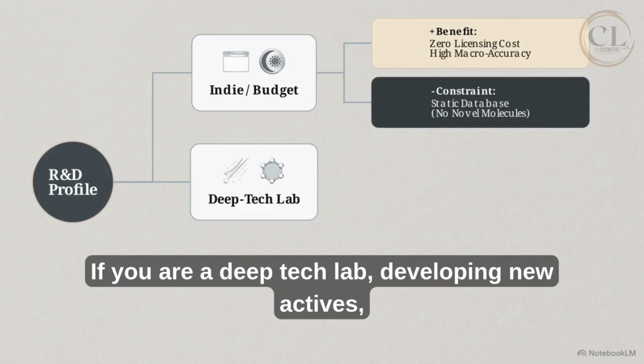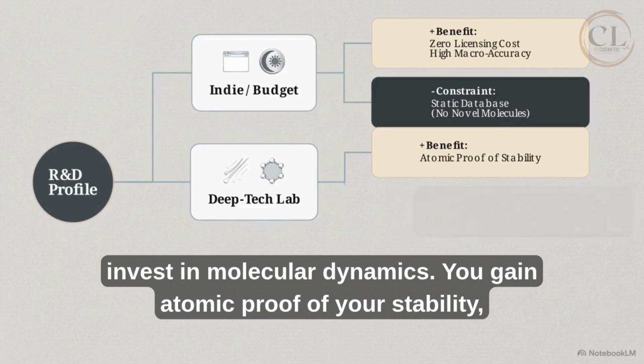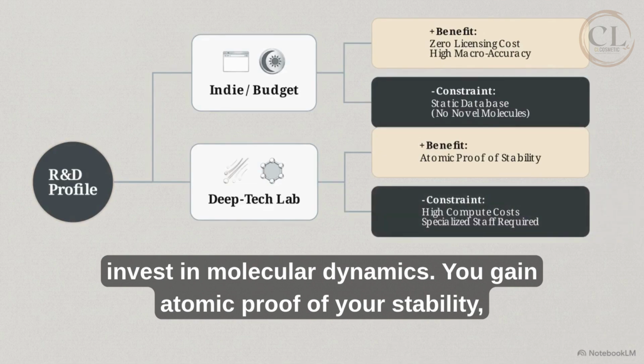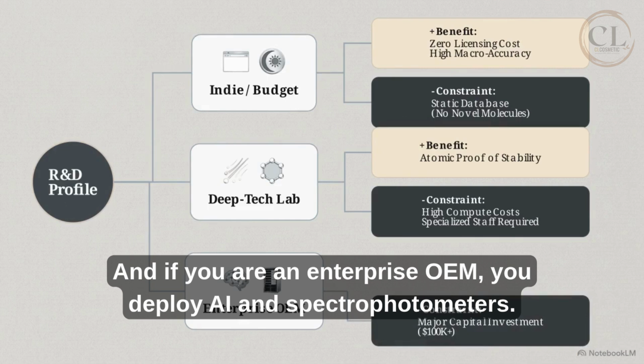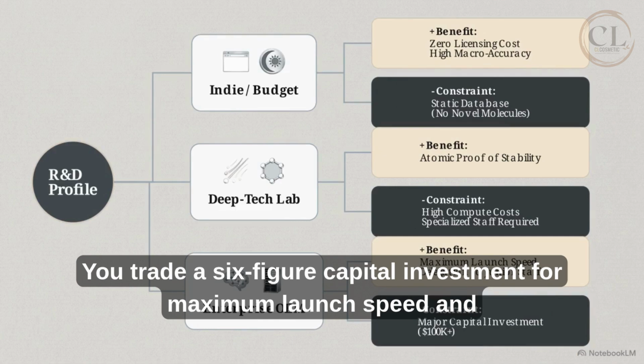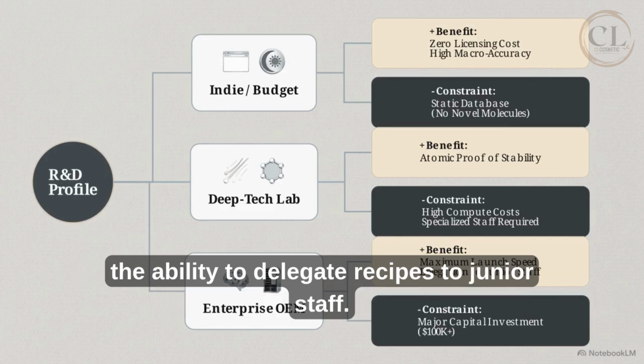If you are a deep tech lab developing new actives, invest in molecular dynamics. You gain atomic proof of your stability, but you must account for high compute costs and a specialized staff. And if you are an enterprise OEM, you deploy AI and spectrophotometers. You trade a six-figure capital investment for maximum launch speed and the ability to delegate recipes to junior staff.